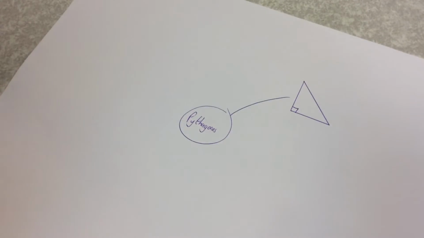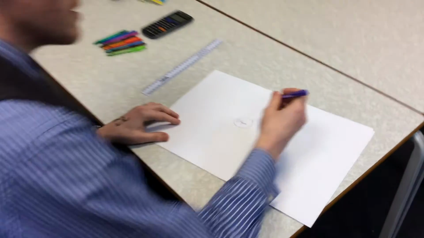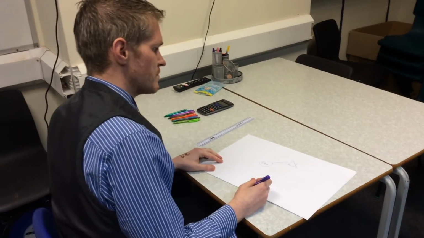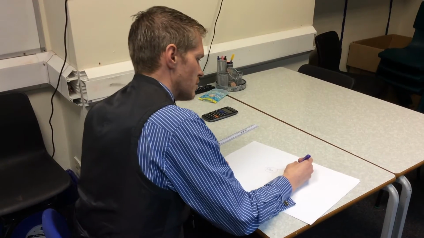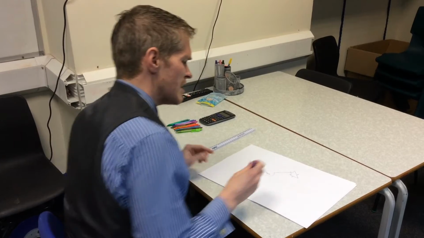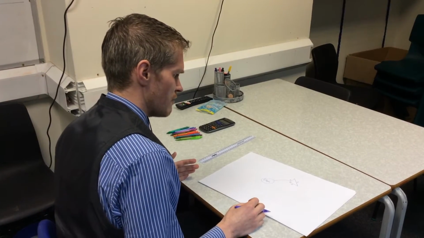Okay, now the key one is always making sure that you get this hypotenuse correct. So when we're doing Pythagoras, label that side C. These two shorter sides, we label A and B, and it doesn't actually matter which way around you put them. Okay, so that's the general idea of Pythagoras.